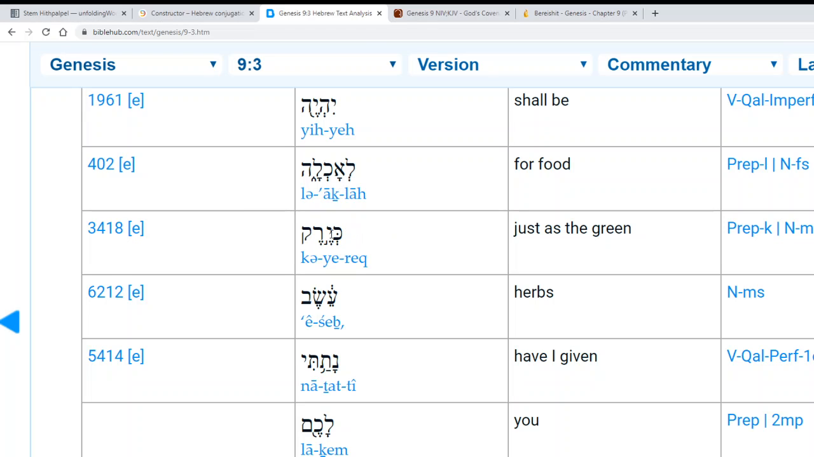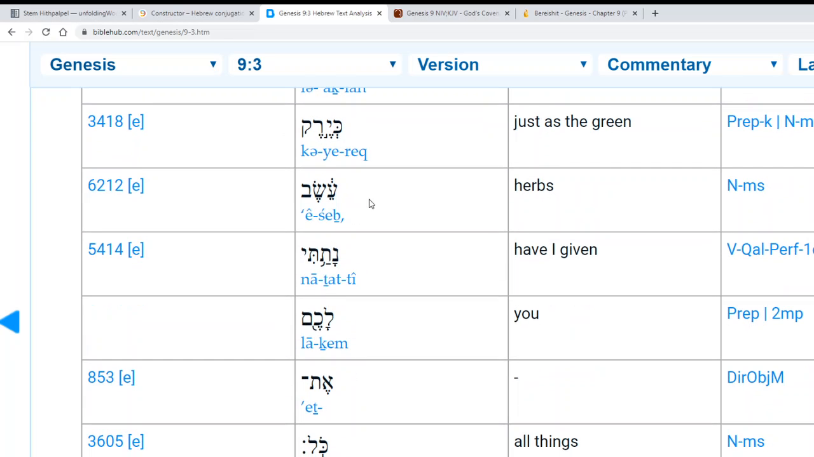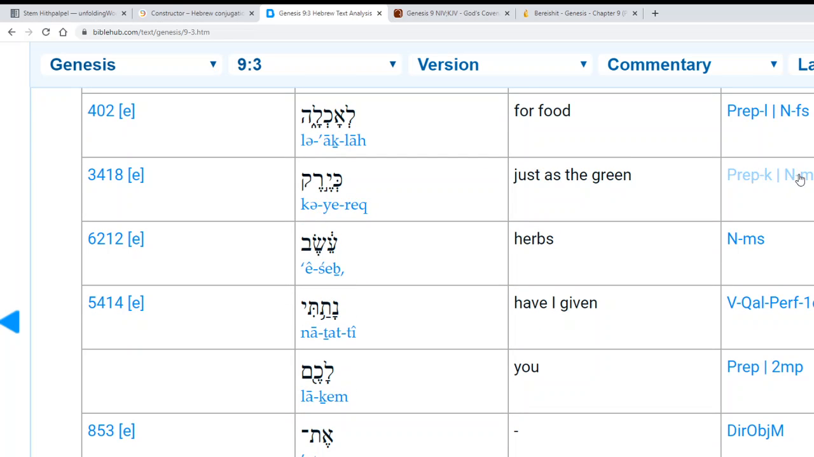Keyerek, right? So the prepositional chaf, they're translating as just as, and yerek, the root is the word green. Yarok means green. So yud resh kof, right? But it's often translated as vegetables. Yerek, they're translating as green. Esev, and I would say Keyerek Esev, right? I would say this is one construction.